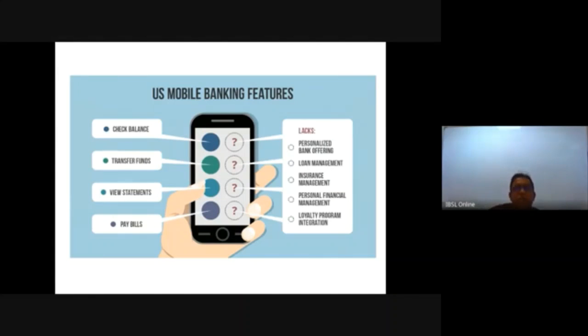And mobile phones have now become a very attractive channel: checking balances, transferring funds, viewing statements, and even paying bills. Right? Although they don't yet have certain things like personalized bank offers, loan management and insurance management, these things will also come eventually through internet and mobile banking, because everyone has a phone with him or her today, and you can reach the bank, make payments, check balances and do various banking transactions easily.